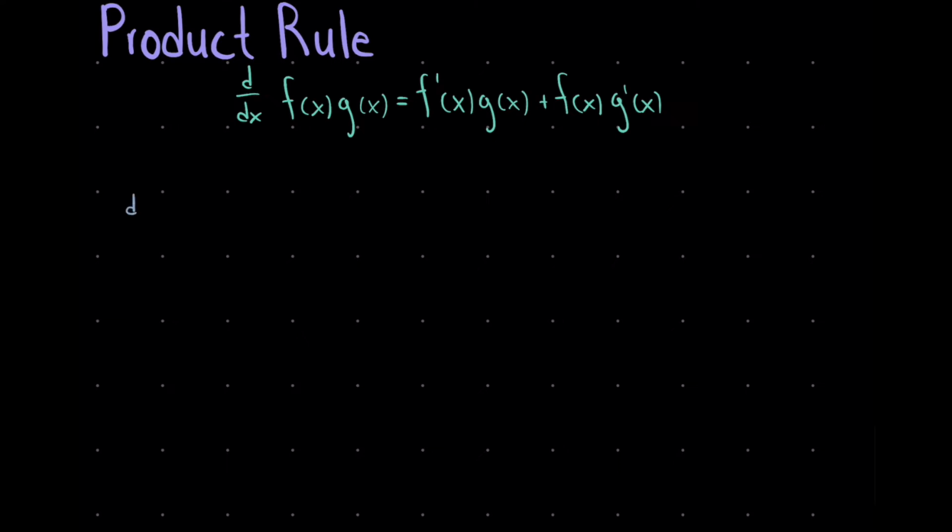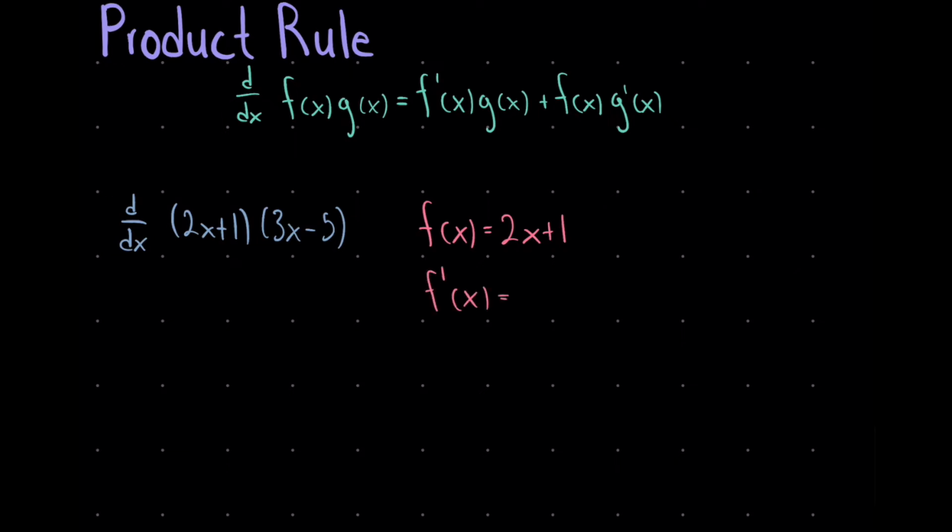So let's say we had a question like find the derivative of 2x plus 1 times 3x minus 5. In this case, we could identify the two functions. First, we'll start with the leftmost one, call it f of x, and this is 2x plus 1. The derivative of f of x is just 2. Then we have our second function, g of x, equal to 3x minus 5, and the derivative of g of x is simply 3.